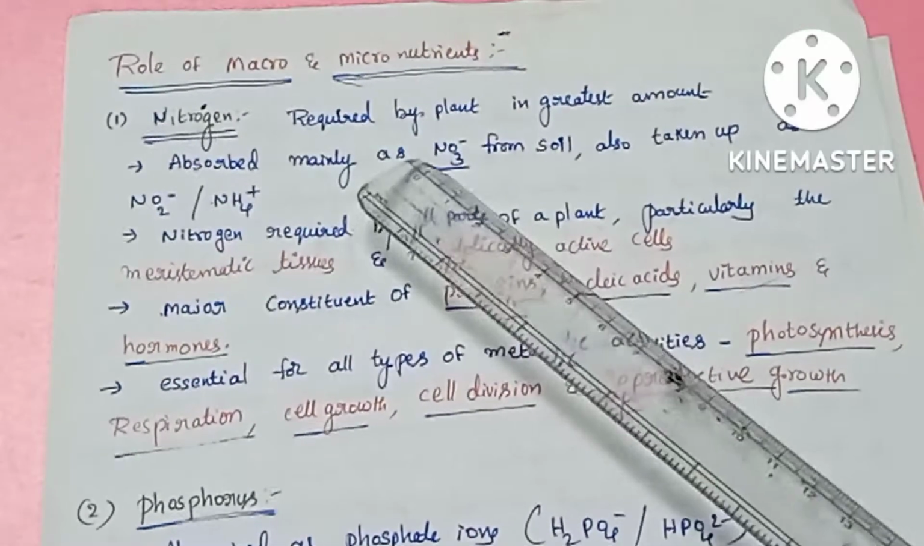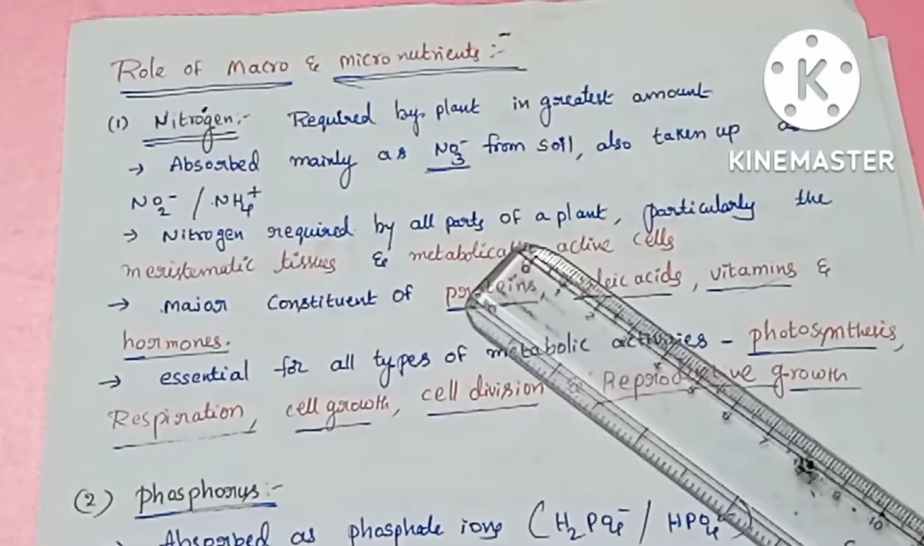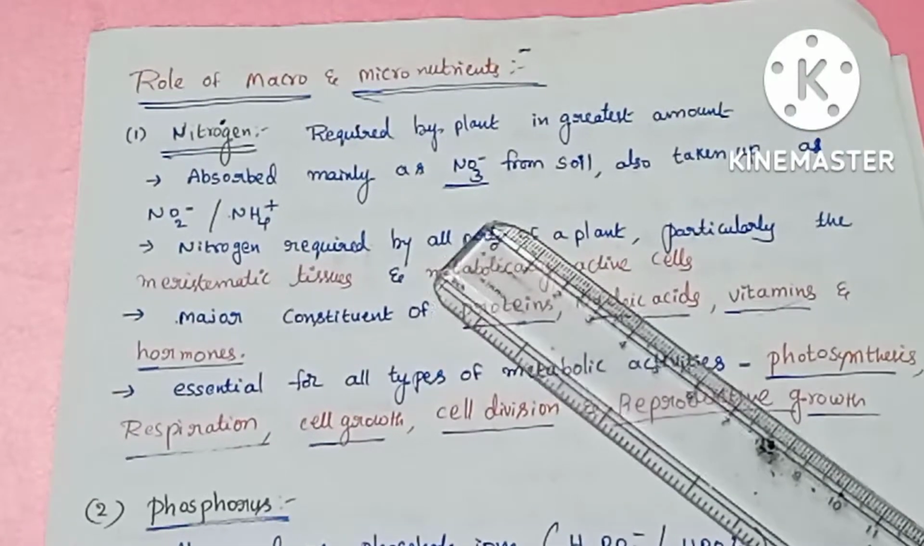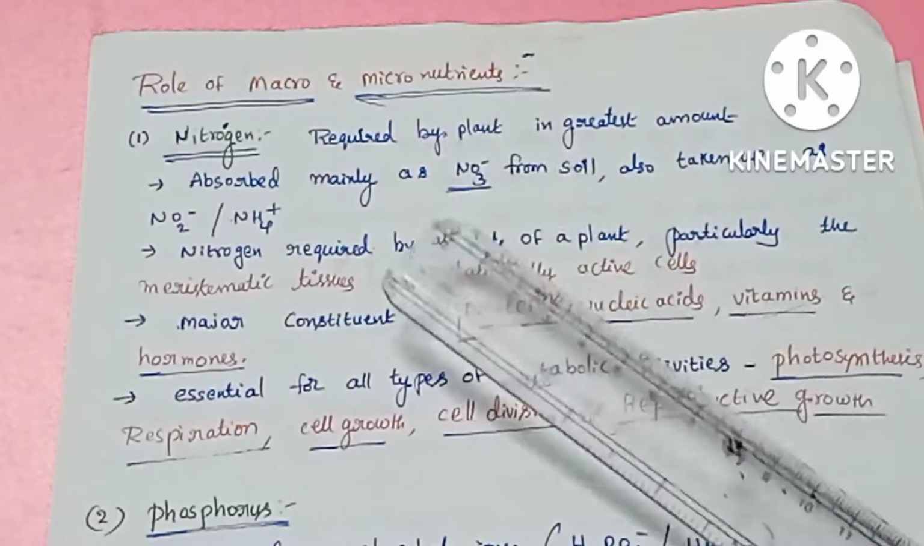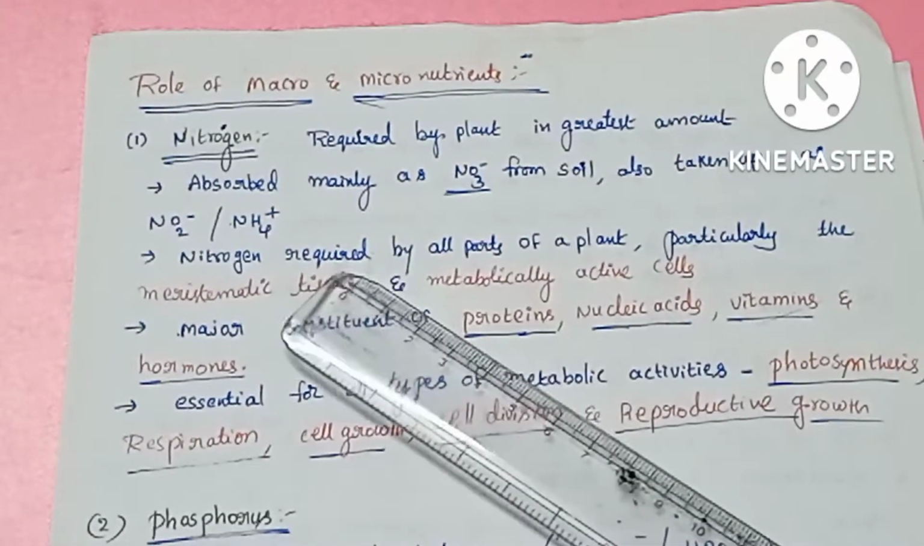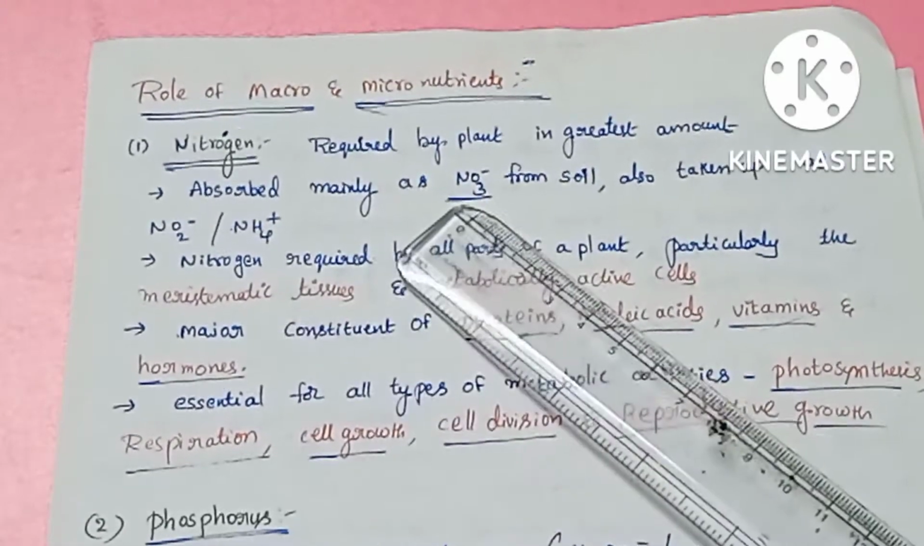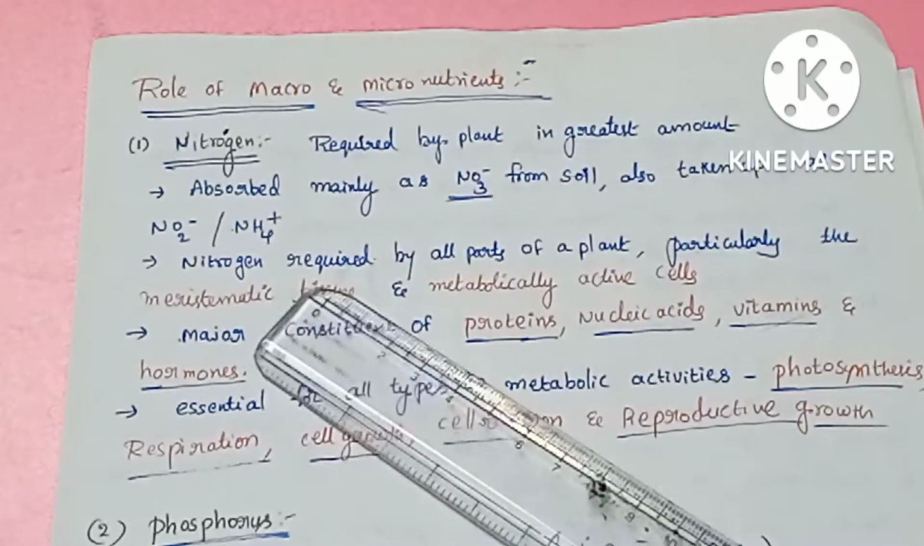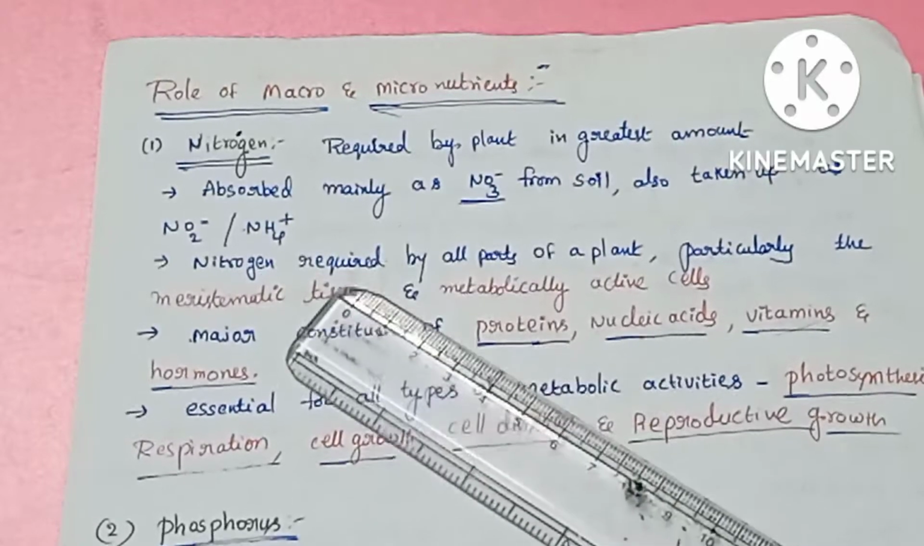Nitrogen is required by the plant in the greatest amount. If you see, nitrogen is a macro element, right? Among the macro elements, nitrogen is required in the greatest amounts. And it is absorbed in the form of nitrous ions, nitrate ions, and ammonium ions.